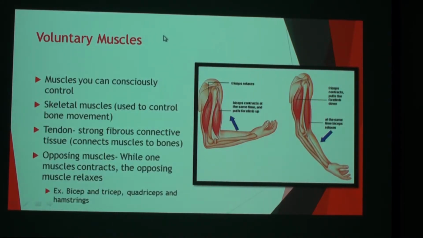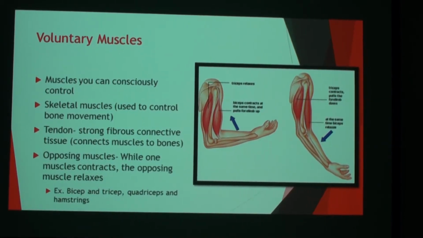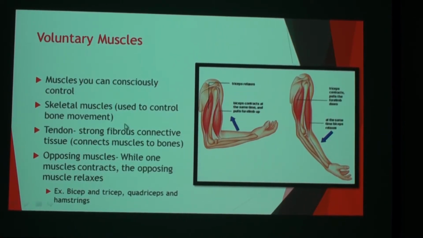We have two types of muscles. We have the voluntary muscles and the involuntary muscles. So we're going to see first the voluntary muscles. The voluntary muscles are muscles that you can consciously control. So pretty much if you think, oh, I'm going to move my arm, you move it. And if someone says, oh, move your arm, and you don't want to move it, you won't move it, right? So you can control that. These types of muscles are called the skeletal muscles, and they are used to control your bone movement.